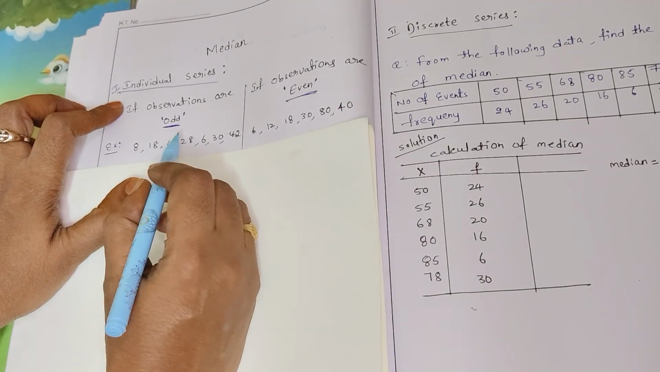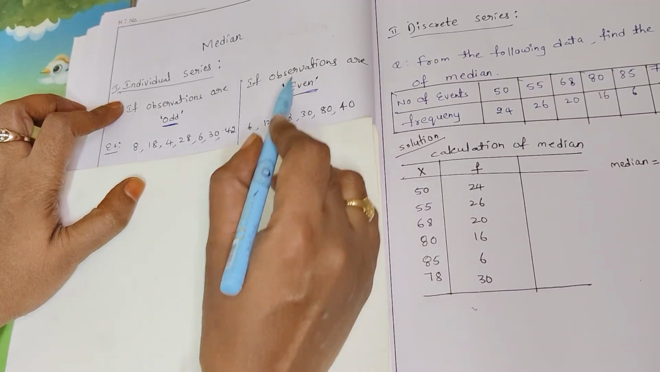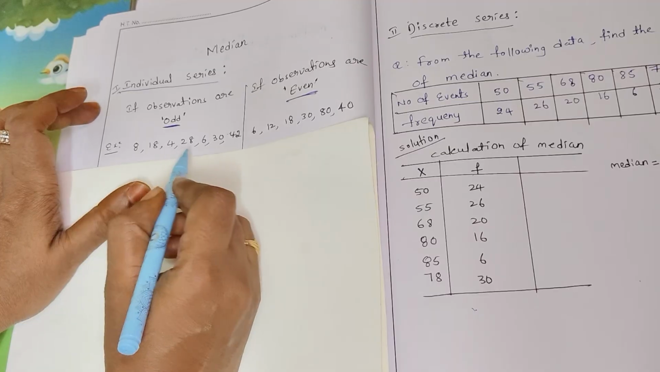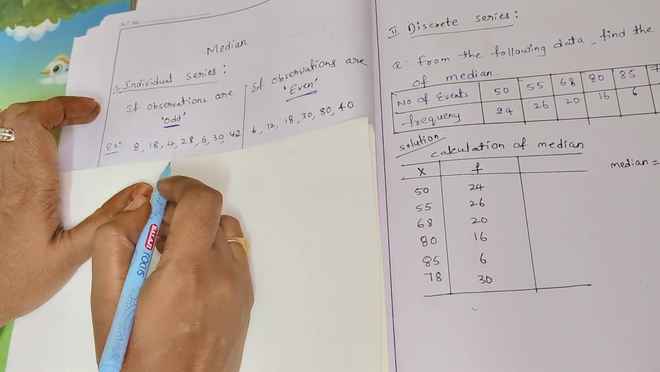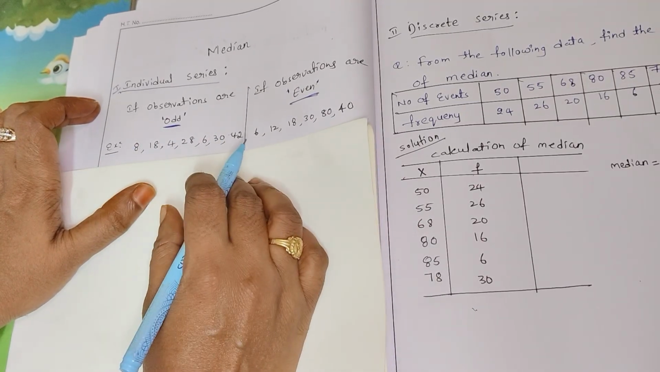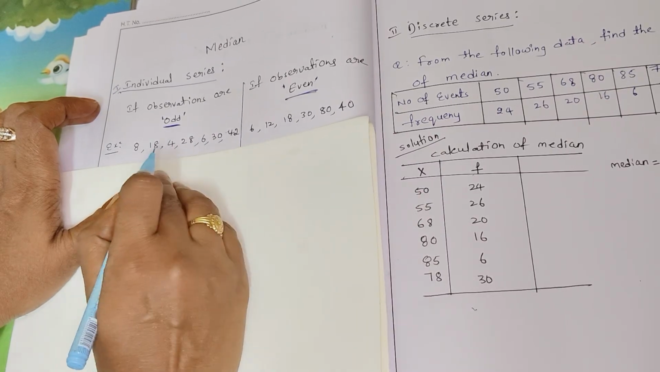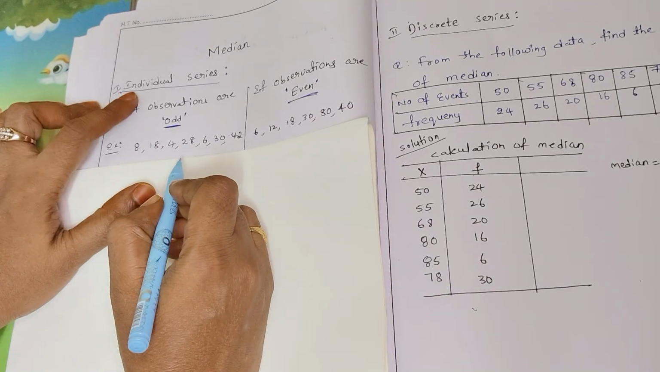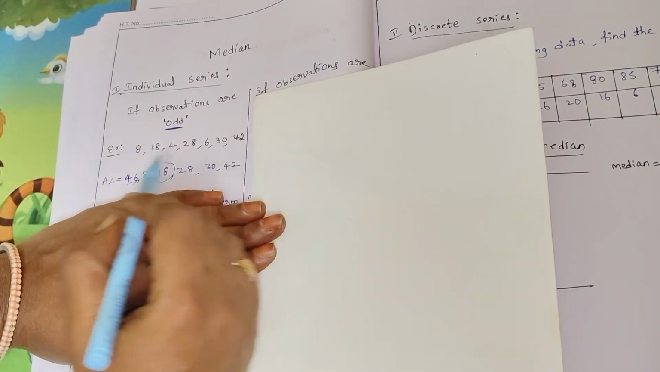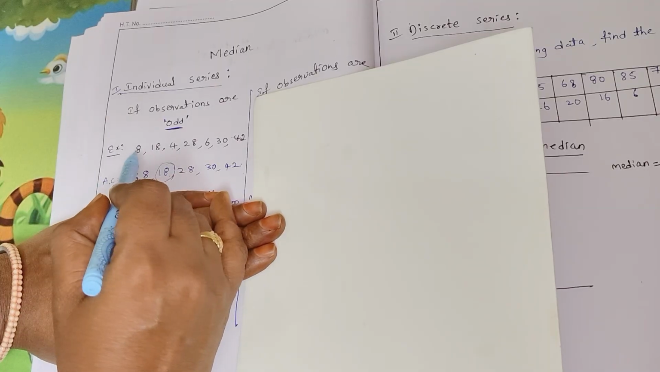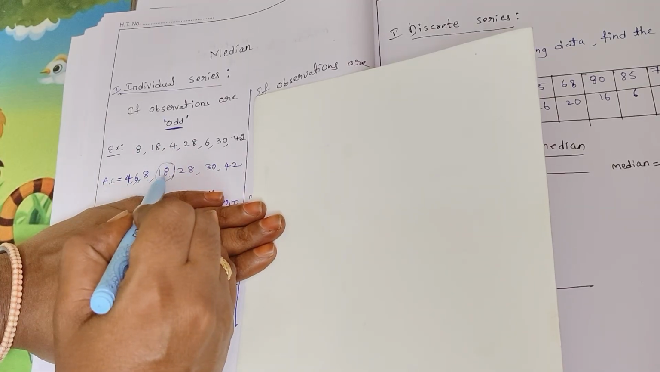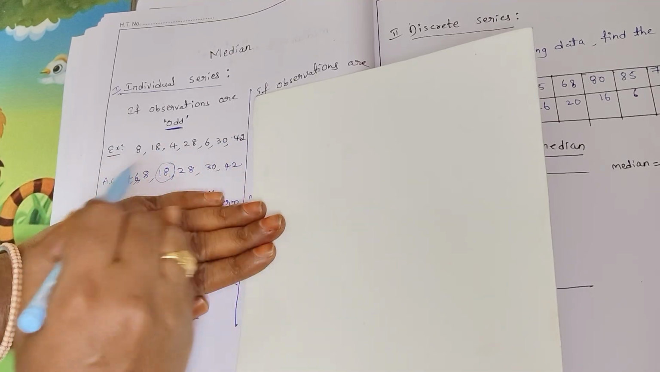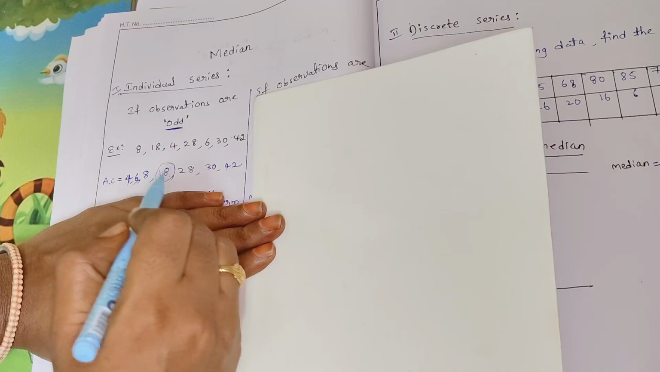So how to calculate if observations are odd? How to calculate if observations are even? If observations are odd, we can identify the median easily. First, we need to arrange the data in ascending order. Ascending order means small to big, or else descending order, big to small. I'm using ascending order here. For this data: 4, 6, 8, 18, 28, 30 and 42. What is the middle value here? 18. So this is the median, or else we can use the formula also.